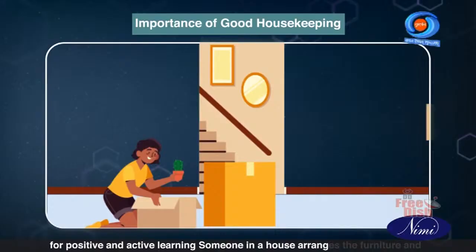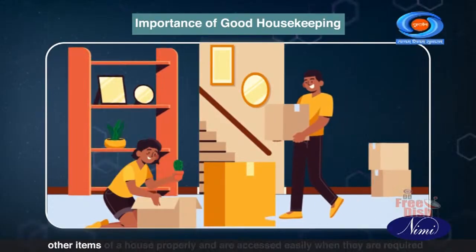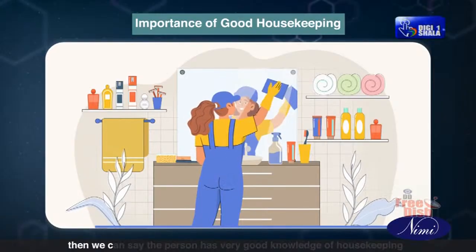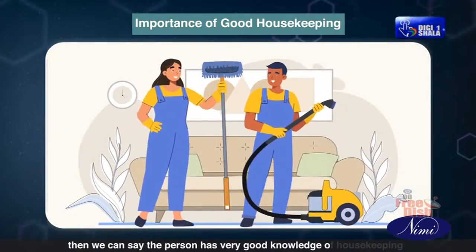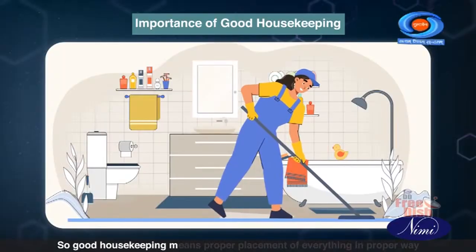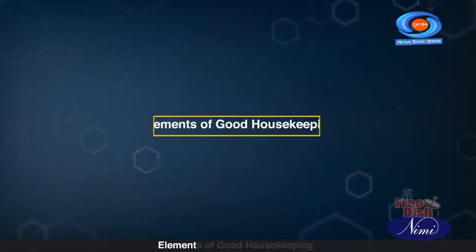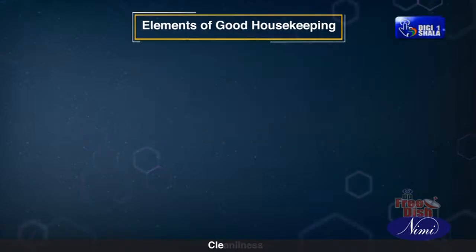If someone in a house arranges the furniture and other items of the house properly and they are accessed easily when required, then we can say the person has very good knowledge of housekeeping. So good housekeeping means proper placement of everything in the proper way. Elements of good housekeeping. Cleanliness.